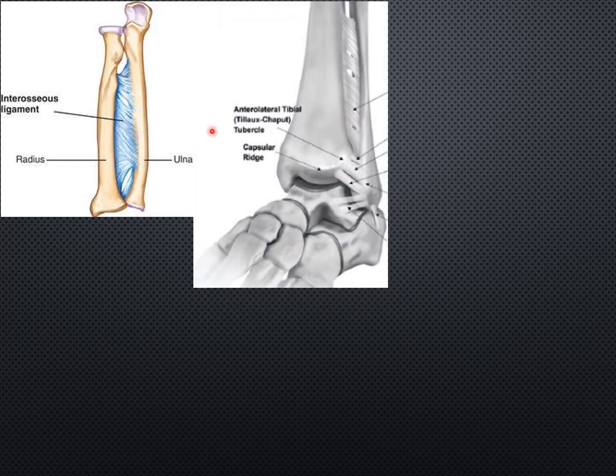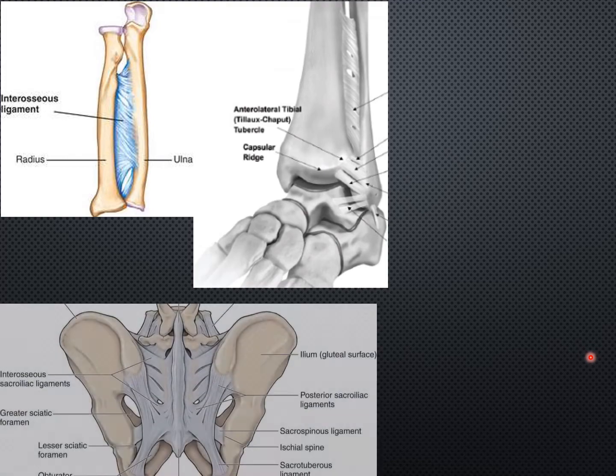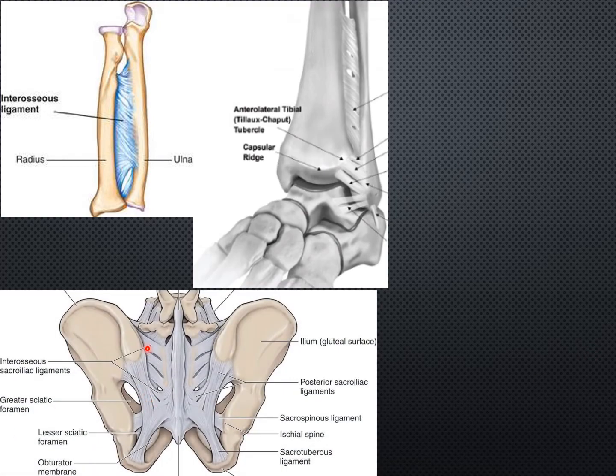Another example is seen in the bones of the leg. This is the ankle joint actually. This is the tibia, this is the fibula, and here you can see the interosseous tibiofibular joint. That is an example for syndesmosis. Then this is the sacroiliac joint. Here you get the sacrum, and here you get the hip bones, and this is the ilium of the hip bone. So this is the sacroiliac joint. So this interosseous sacroiliac joint is also an example for syndesmosis.